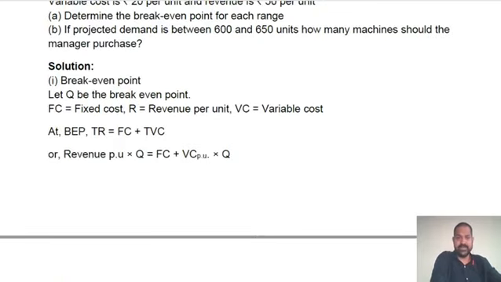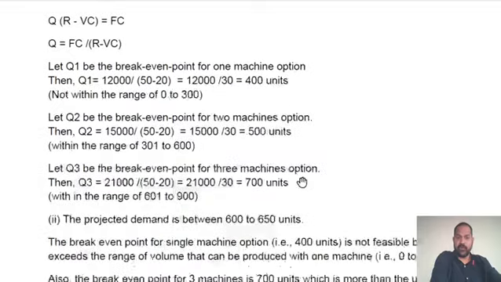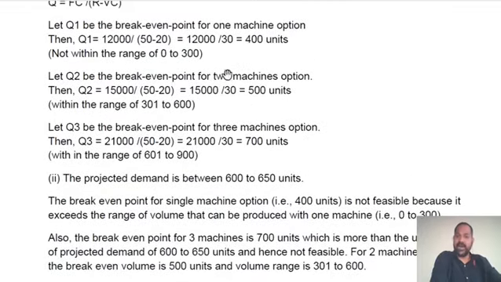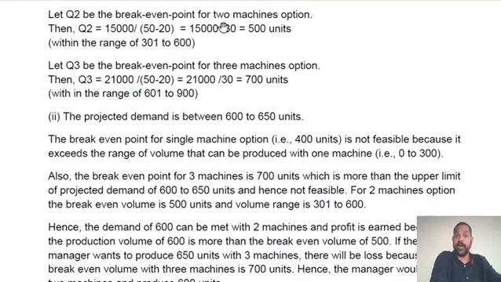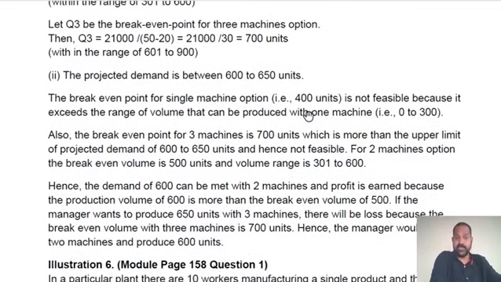And the solution is, number 1, they found the break even. And if you notice, right at the break even, they've written a few things. Like if the break even is 400, here they are saying not within the range of 30 to 300, which means this break even, buying 1 machine, is completely stupid. You will never have a profit. Well, if you buy 2 machines, break even is at 500, which is in the range of 300 to 600. If you buy 3 machines, then break even is 700, which is in the range of 601 to 900.